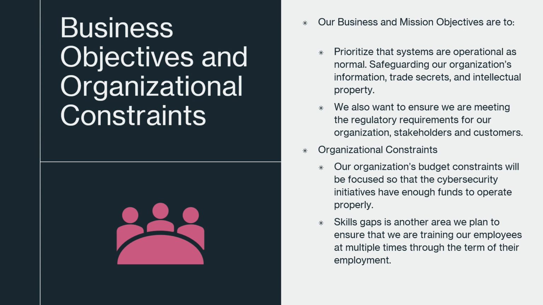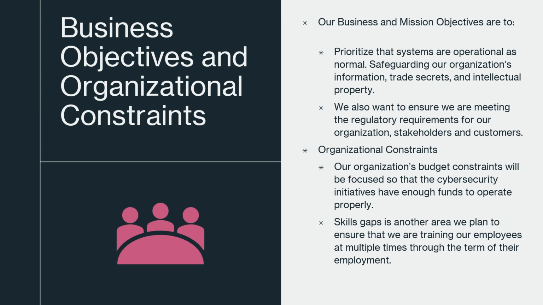Our business and mission objectives are always to prioritize that our systems are operational as normal while still safeguarding our organization's information, any trade secrets, and intellectual property. We also want to ensure that we're meeting the regulatory requirements for our organization, our stakeholders, and our customers.